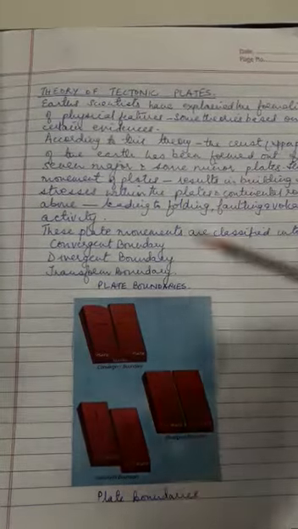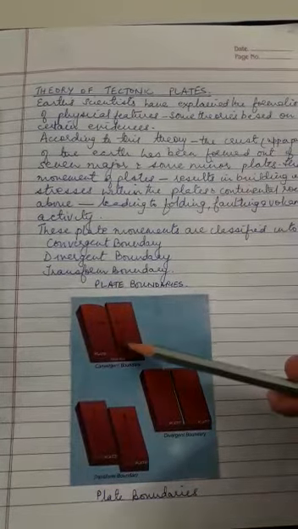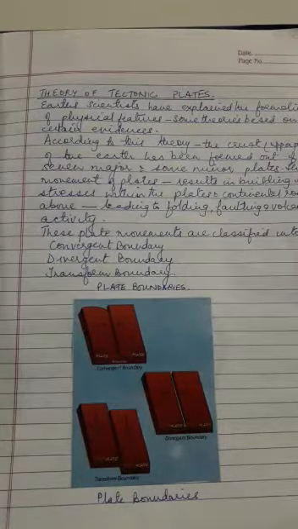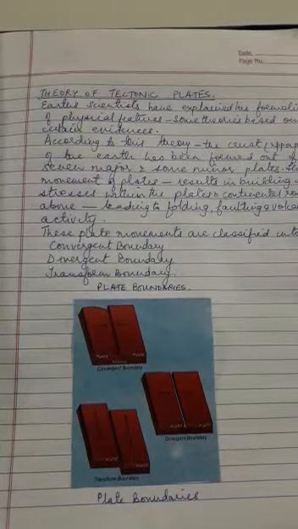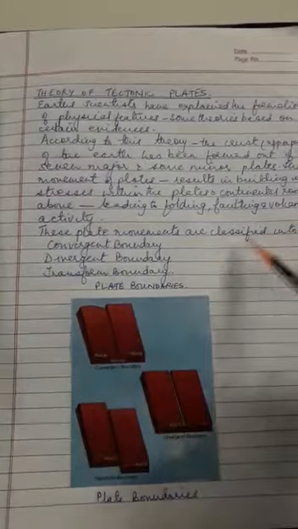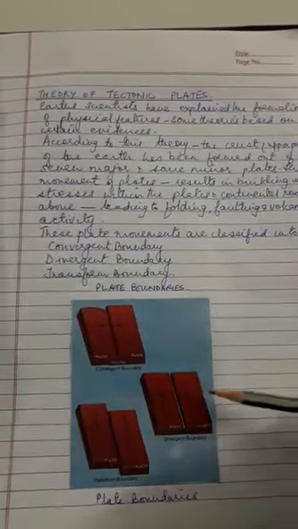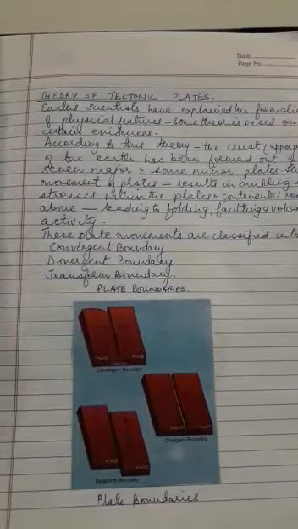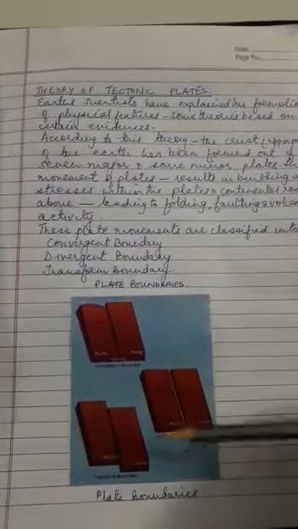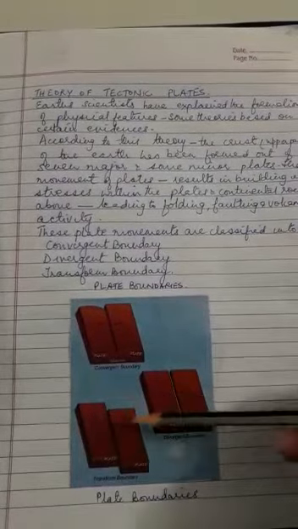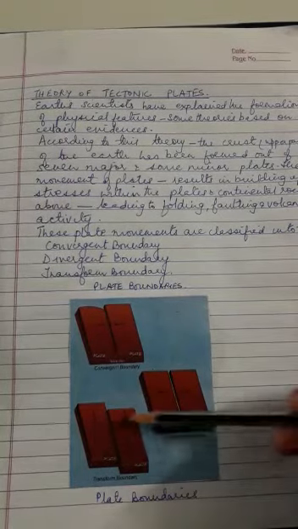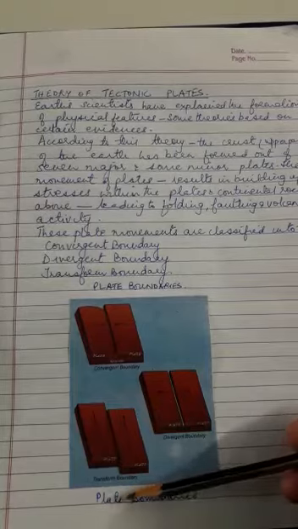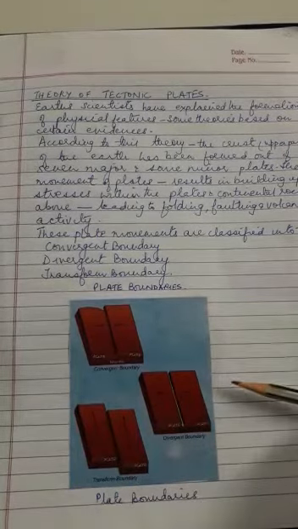And when two plates are moving towards each other and come together, they may either collide and crumble, or they may slide under the other. Sometimes. And then we have transform boundary. Over here, this plate is moving upwards, this plate is moving this way. So they are moving up or down. So we have these three kinds of boundaries.